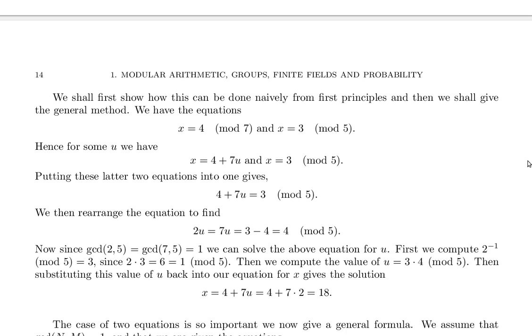Now, since the greatest common divisor of 2 and 5 equals 1, we can solve the above equation for u. First, we compute 2 to the negative 1 mod 5. That's 3, since 2 times 3 equals 6 equals 1 mod 5, so he's multiplying 2u by 3, its inverse. Then we compute the value of u equals 3 times 4 mod 5, which is 2. Then substituting this value of u back into our equation for x gives the solution x equals 4 plus 7u equals 4 plus 7 times 2 equals 18.